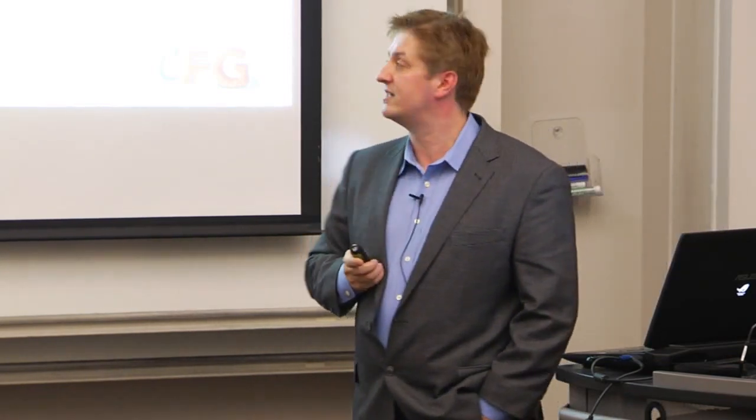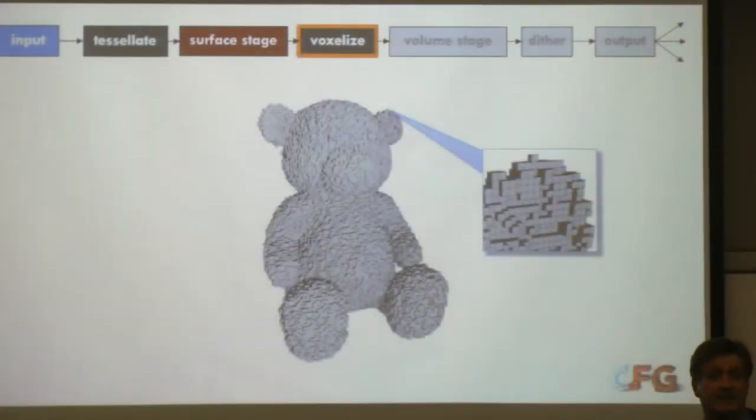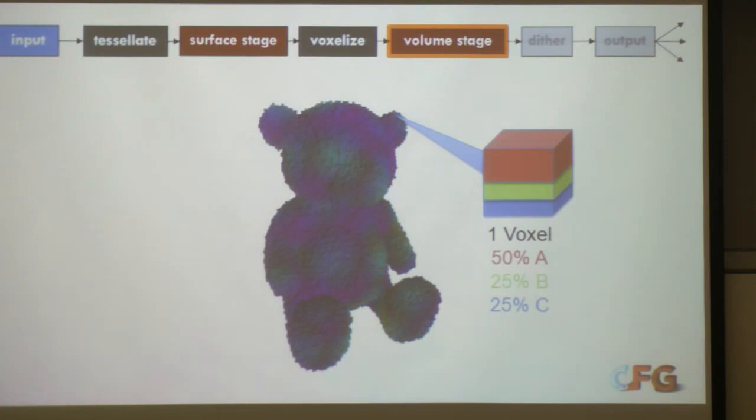The next stage is the voxelization stage. We are going to take this displaced surface and voxelize it at a very, very small resolution, at the resolution of our printer. And then I think we enter the most interesting stage in the Fablet. This is the volumetric stage of the Fablet.